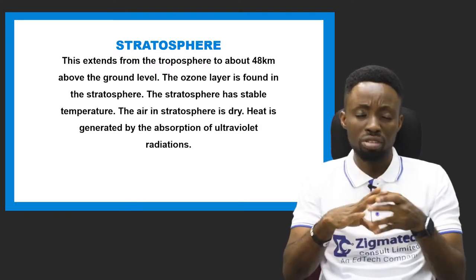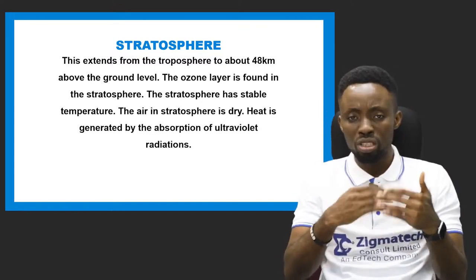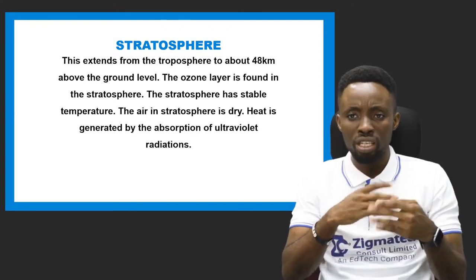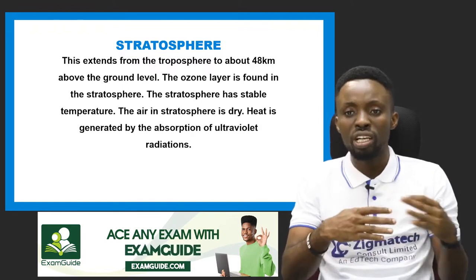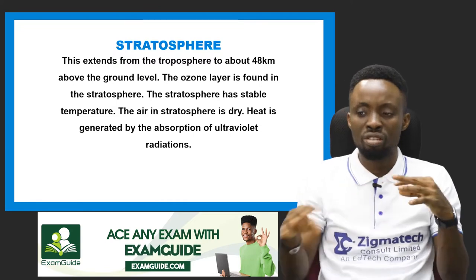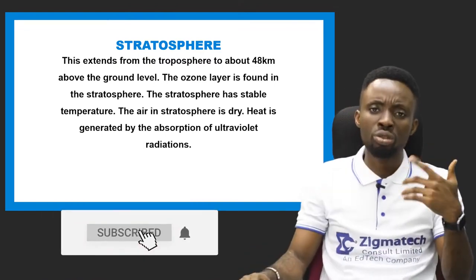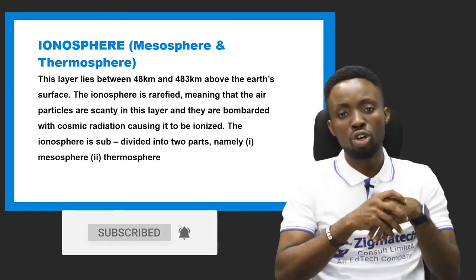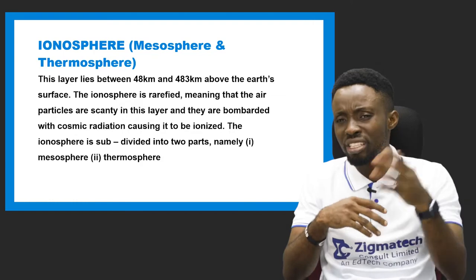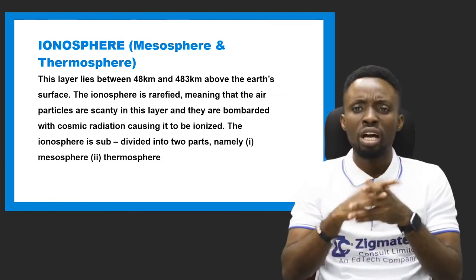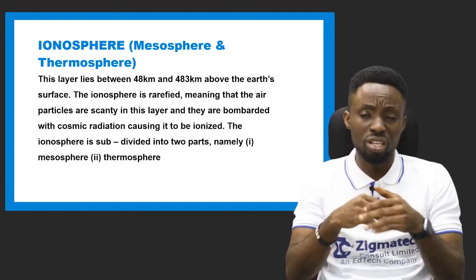And if you get to the stratosphere, the air there is usually what? Very dry. This is as a result of the heat we have there, generated during ultraviolet ray absorption, so the atmosphere there is usually drier. Then after the stratosphere, which is 48 kilometers from us, you get to the next layer of the Earth, which is called the ionosphere. The ionosphere is between 48 kilometers to 483 kilometers above the Earth's surface. In this layer, we have two sub-layers: the first is the mesosphere, and the second is the thermosphere.